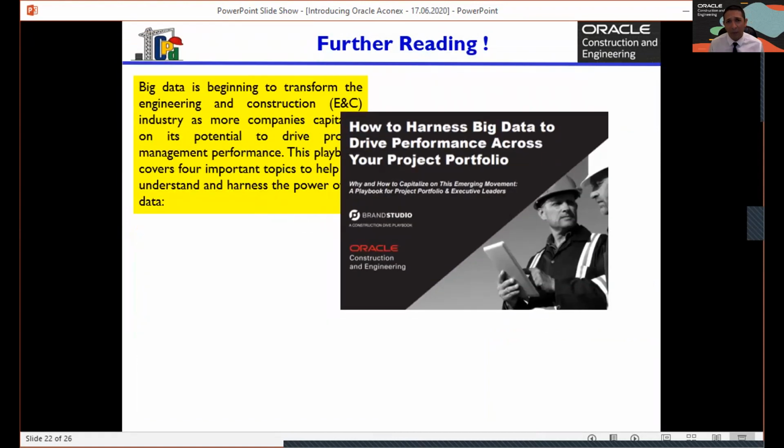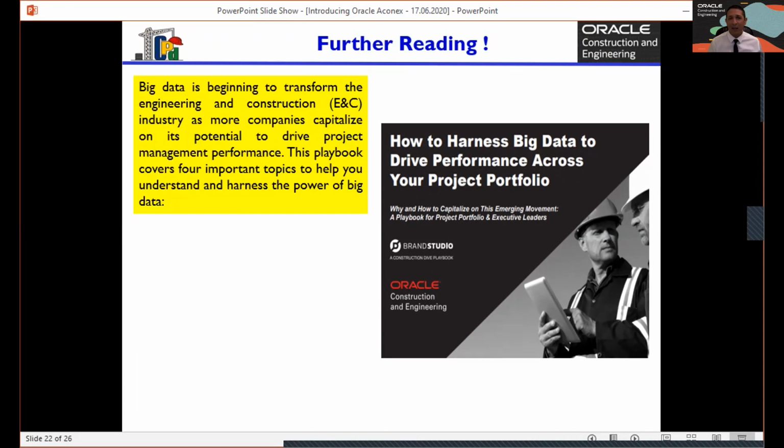The second white paper is how to harness big data to drive performance across your project portfolio. Again, you can download that from the Oracle website. Big data is beginning to transform the engineering and construction, which is the ENC industry, as more companies capitalize on its potential to drive project management performance. This playbook covers 4 important topics to help understand and harness the power of big data.